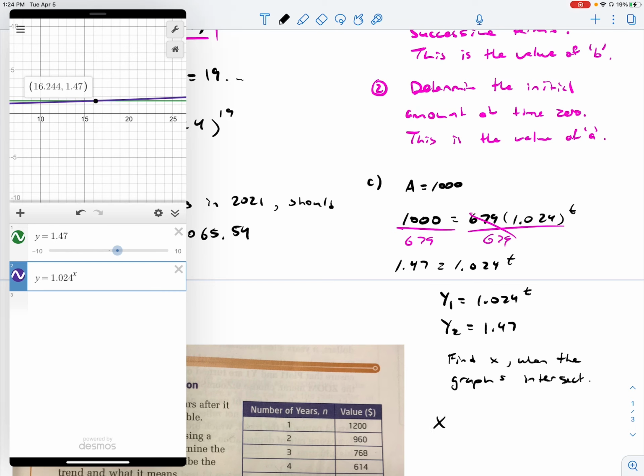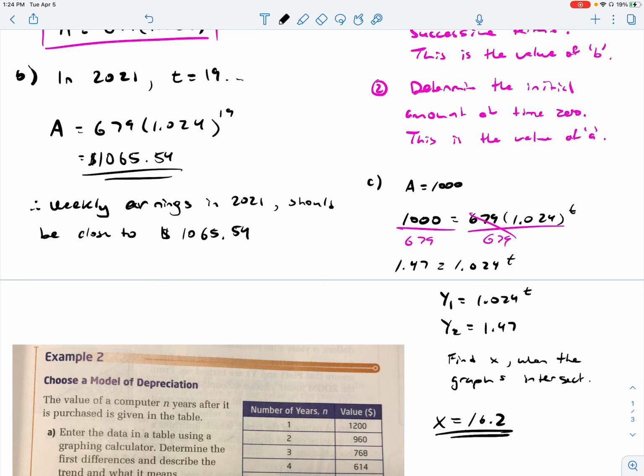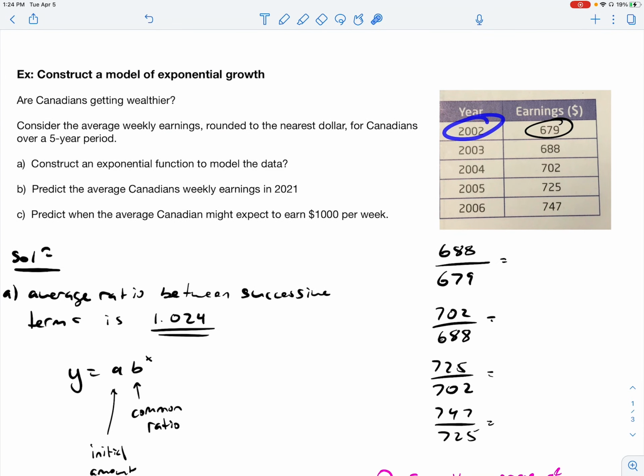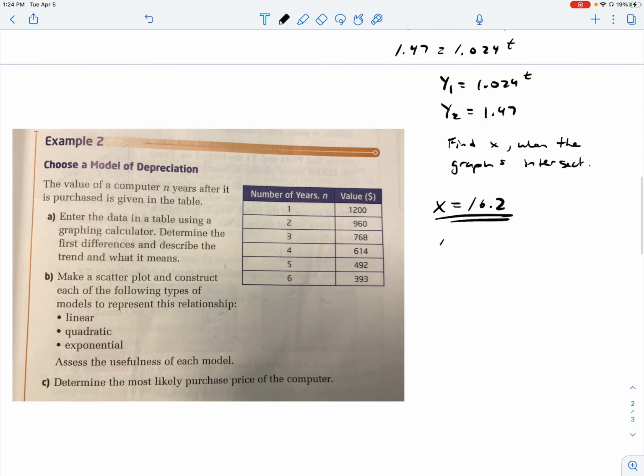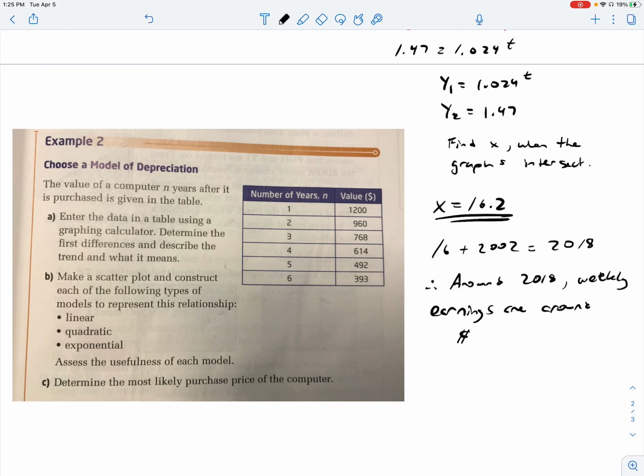Okay, so this happens at 16.2. So I now want to convert that to years. So remember the years start in 2002. So 16.2 years after that. So we can say 16, we don't need the 0.2 part. We can say 16 plus 2002 equals 2018. So therefore, around 2018, weekly earnings are around $1,000.